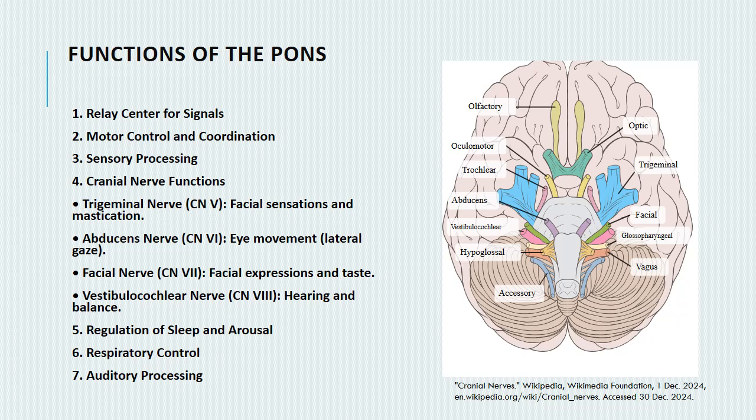Number 5, regulation of sleep and arousal. The reticular formation in the pons plays a role in regulating the sleep-wake cycle and arousal levels. Number 6, respiratory control. The pneumotaxic center and apneustic center in the pons regulate the rhythm of breathing in coordination with the medulla oblongata. Number 7, auditory processing.